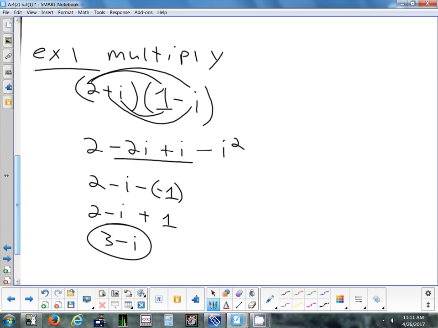Any questions on that? Okay, multiplication, it's pretty important because when we do division, the way you do division is to use multiplication. All right, so if multiplication doesn't make sense, then division won't either.